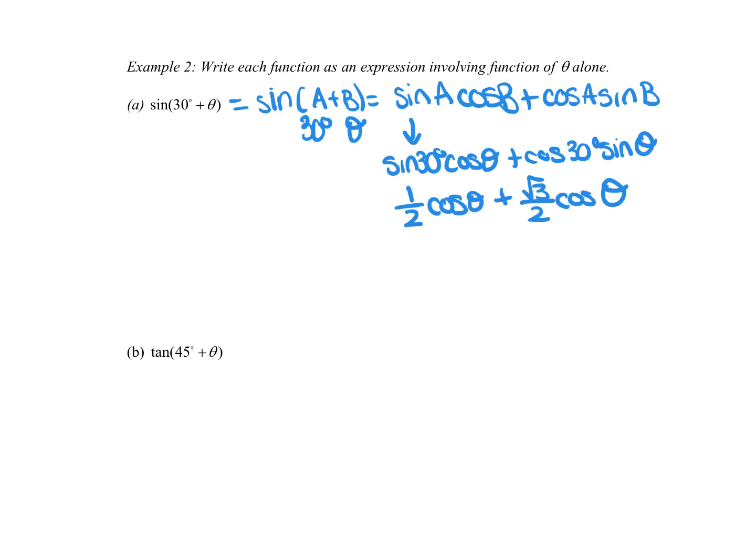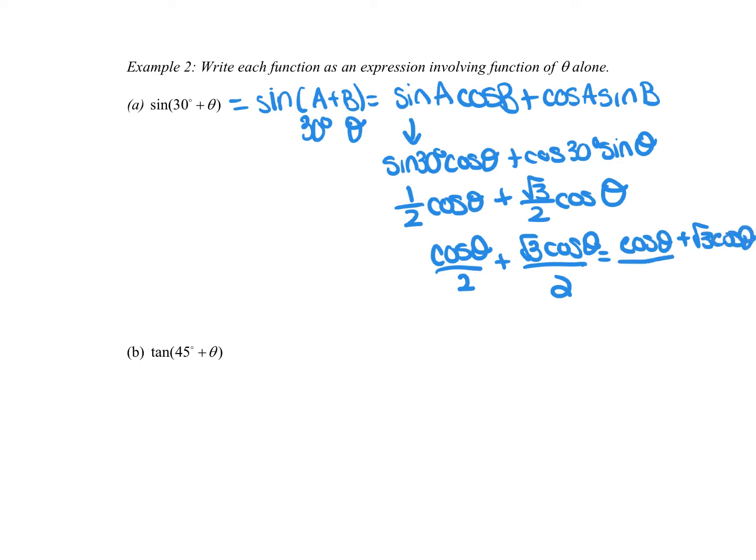Because these have the same denominators, I could even write this as cosine theta over 2 plus root 3 cosine theta over 2. And because the denominators are the same, I can write this as one big fraction. Cosine theta plus root 3 cosine theta all over 2.